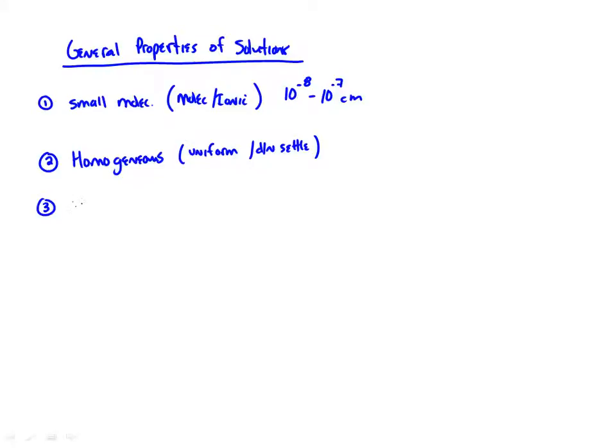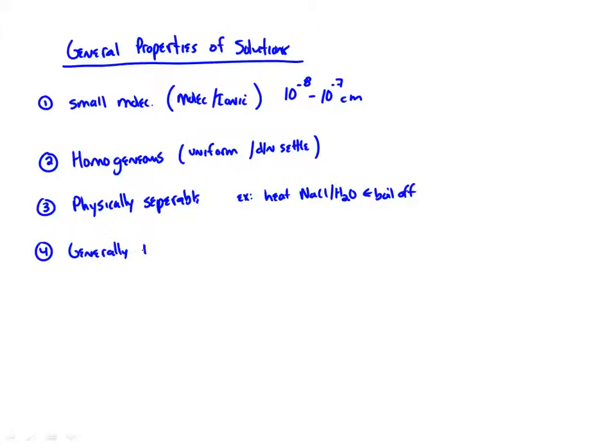They are physically separable. So we can remember that, for instance, if we heat a mixture of sodium chloride and H2O, we can boil off the water. And certainly there's other processes that we can use to separate those. They're generally transparent. But this is one of those that it's like, well, yeah, generally transparent, but can be colored.